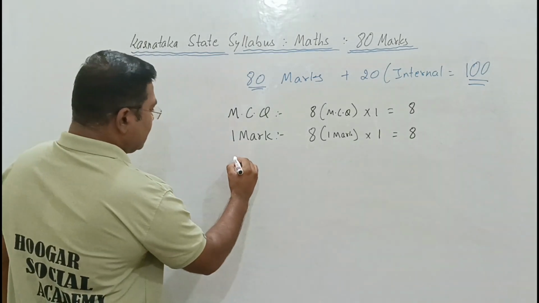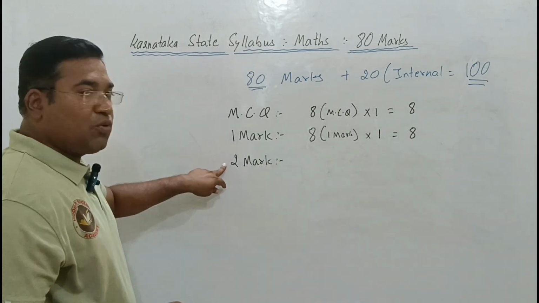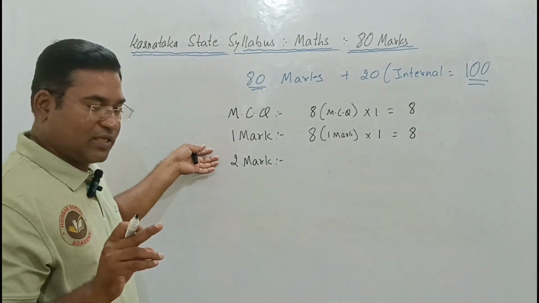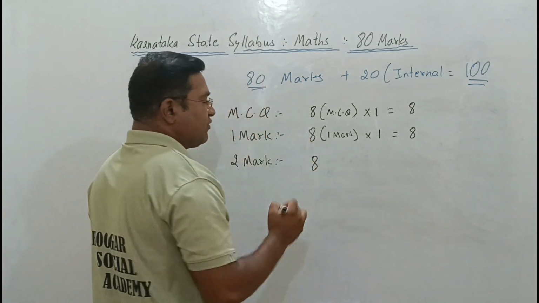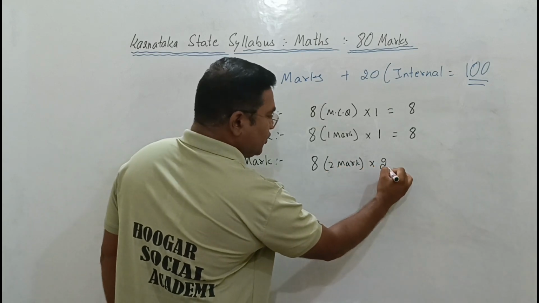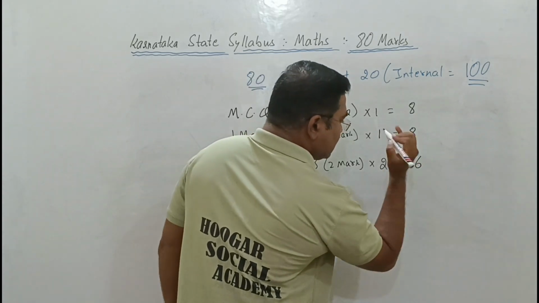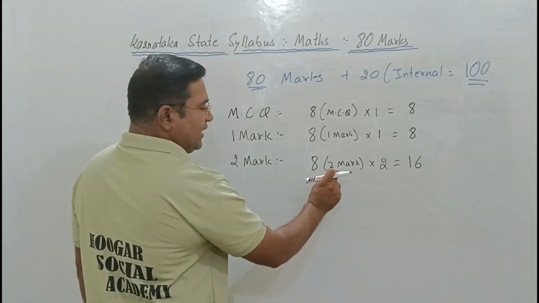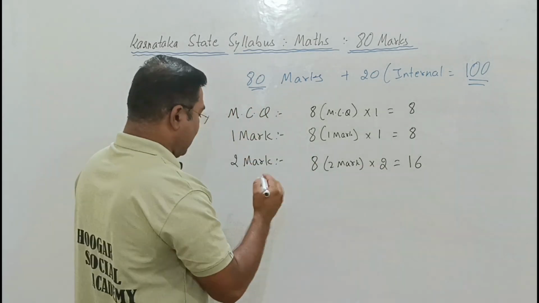Now next comes the 2 mark questions. Okay. So when we say 2 marks, it will be a 2 marks question. And again here, 8 questions will be asked, 8 questions for 2 marks. Into 2 if we do, total how many now? 16 marks. Total 16 marks will be there. 8 questions into 2, each question carries 2 marks.